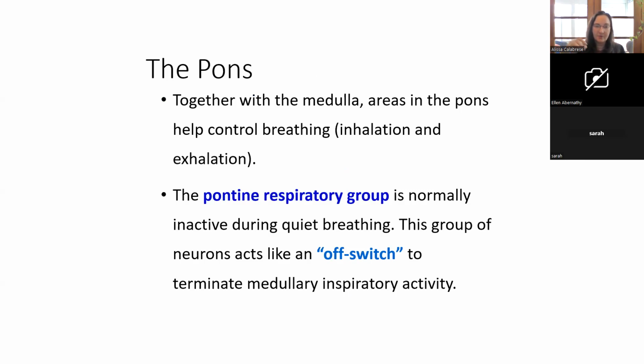Right, just above the medulla sits the pons. Pons also is going to help with breathing. So there is a group of neurons called the pontine respiratory group. It's not normally doing much when you're just quiet breathing, but it will help with forceful breathing.